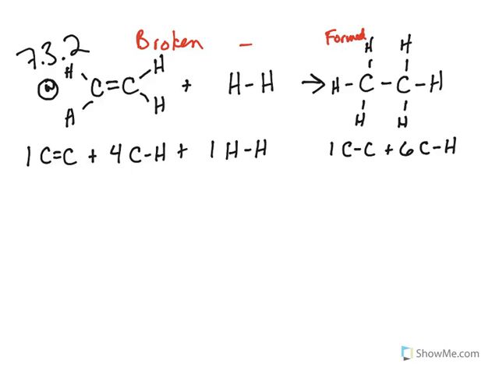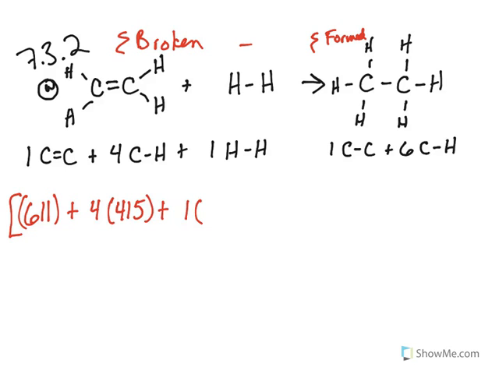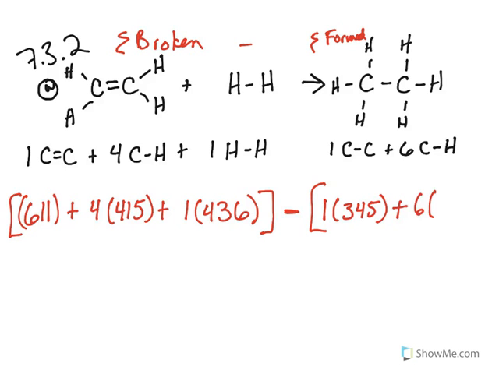So it's going to be 1 CC double bond, we can look that up in the table, and that's 611 kilojoules, plus 4 CH single bonds, each of which are 415, plus 1 hydrogen single bond, 436, minus all of the bonds formed. I have 1 carbon-carbon single bond, which is 345 according to the table, plus 6 CH single bonds, again, are 415 each.